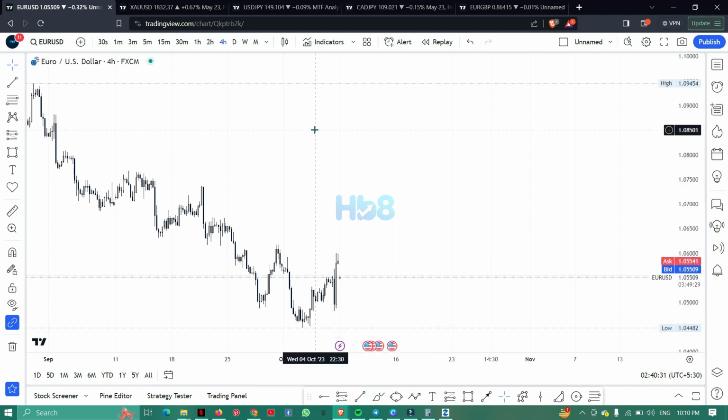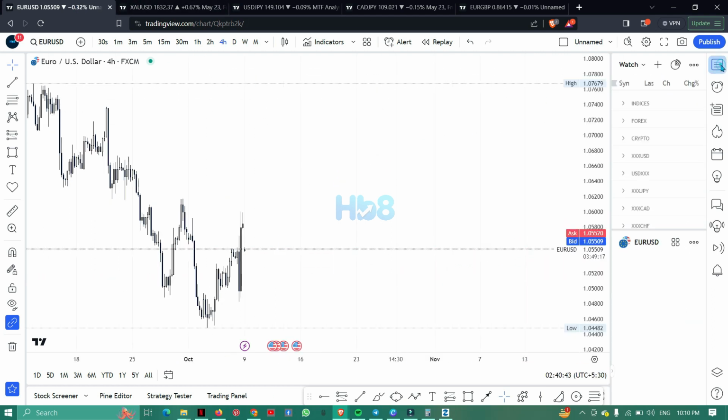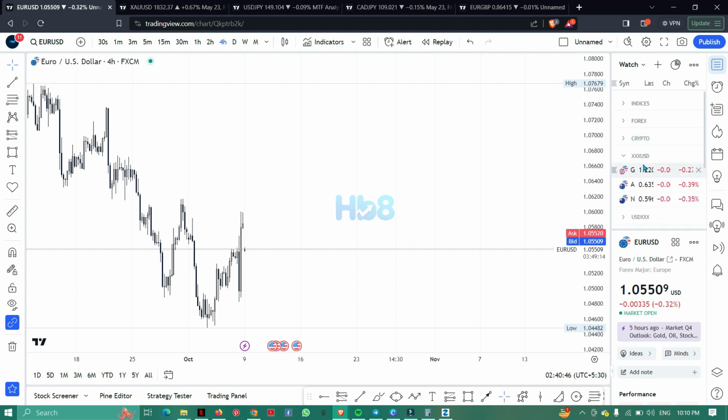Now, remember, we said you should categorize the major pairs into XXX USD and USD XXX. So this particular method on Euro USD applies to every other currency classified under XXX USD, like GBP USD, AUD USD, and NZD USD. Okay.